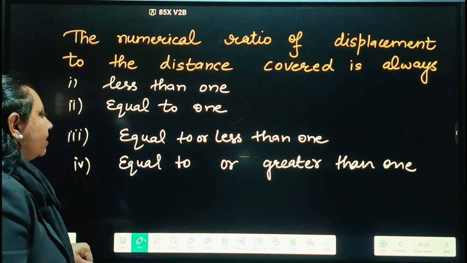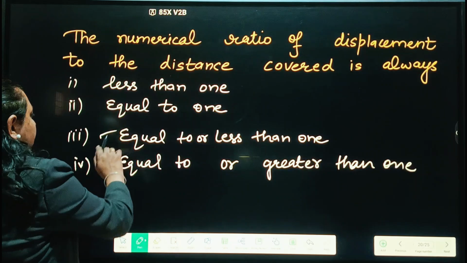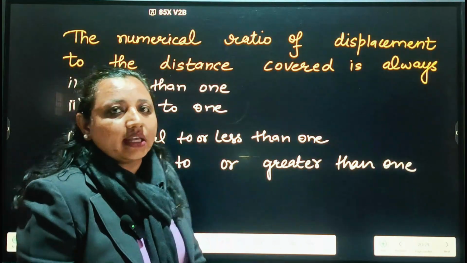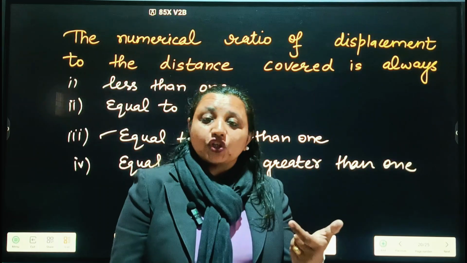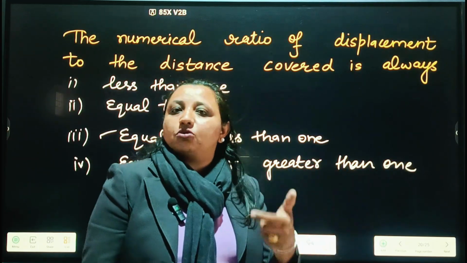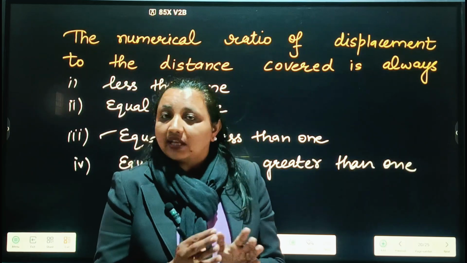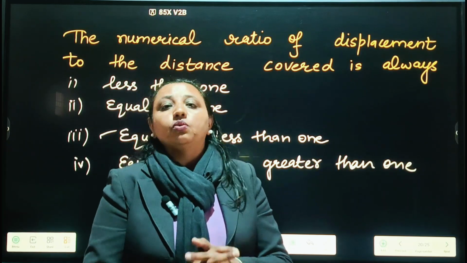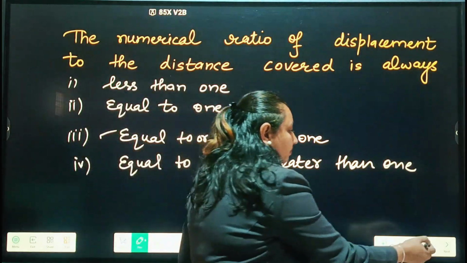ठीक है, so which one is the correct option? Third one, equal to or less than 1, क्योंकि ऊपर displacement है, नीचे distance है, and displacement या तो equal होगा, equal के केस में 1 वैल्यू आ जाएगी, या फिर displacement has the less value than that of distance. So equal to or less than 1 is the correct answer.